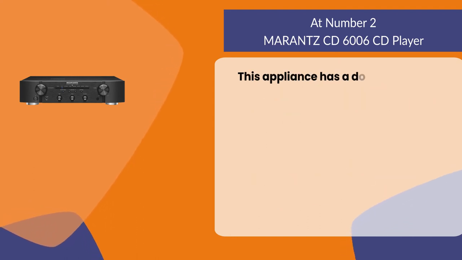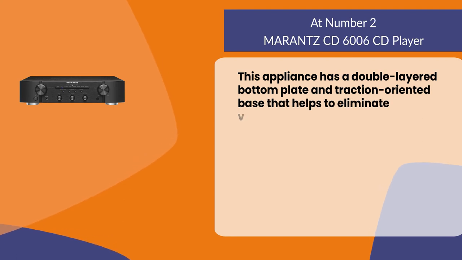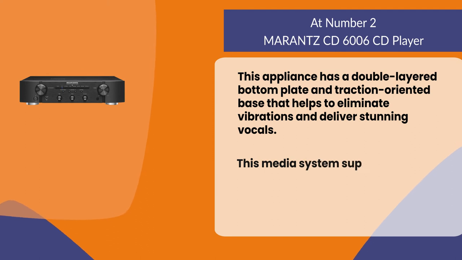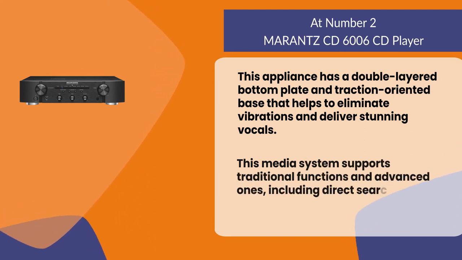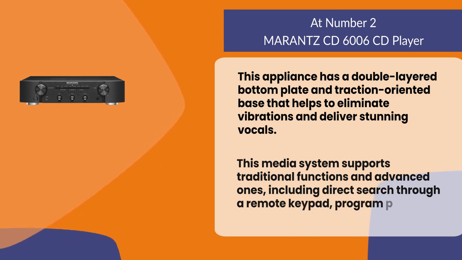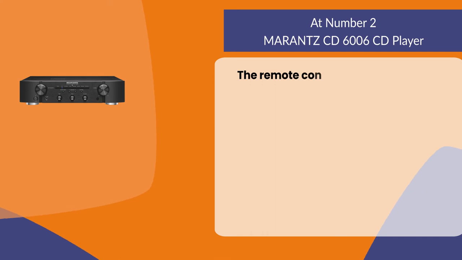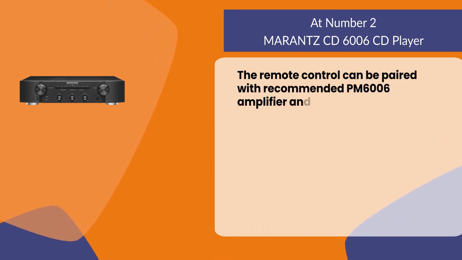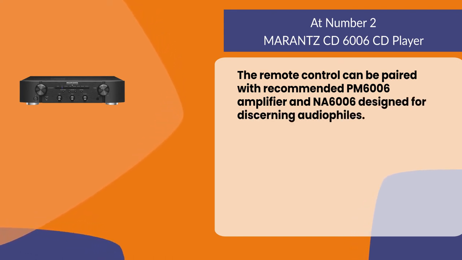This appliance has a double-layered bottom plate and traction-oriented bass that helps to eliminate vibrations and deliver stunning vocals. This media system supports traditional functions and advanced ones, including direct search through a remote keypad, program play and quick replay. The remote control can be paired with recommended PM6006 amplifier and NA6006 designed for discerning audio files.